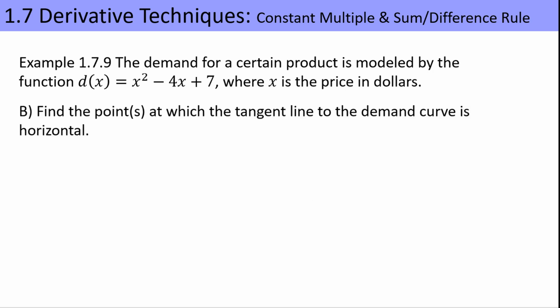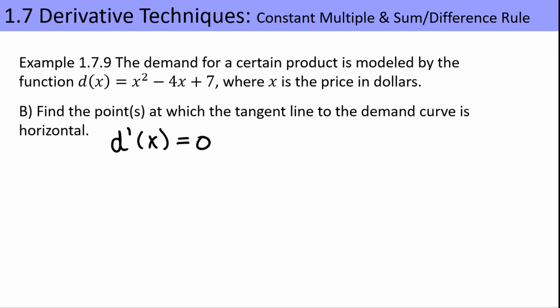For the same problem, part B, find the point or points at which the tangent line to the demand curve is horizontal. Let's recall that in order for a line to be horizontal, the slope must be 0. So when we are looking for the point or points at which the tangent line is horizontal, we are looking for where the derivative equals 0.